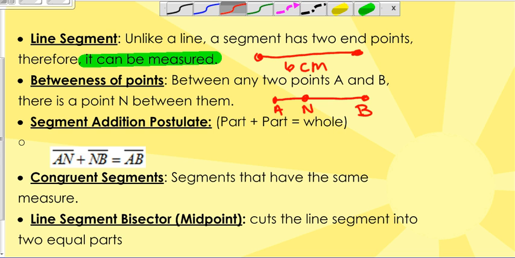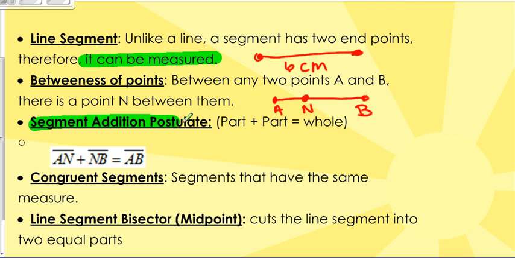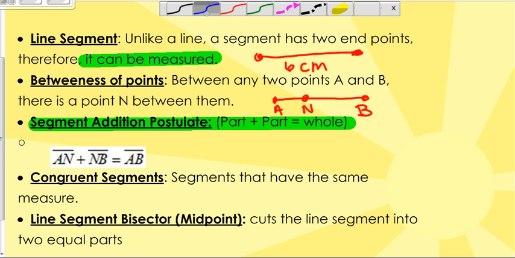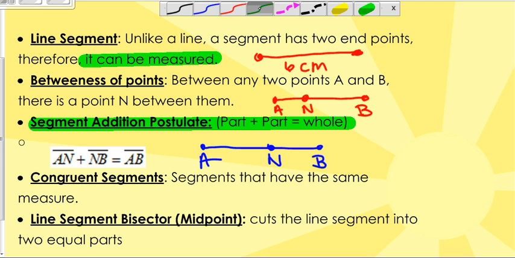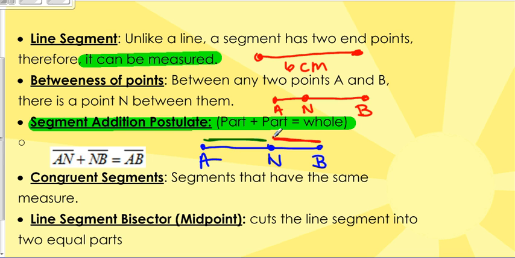Now, the big piece of this unit is going to be the segment addition postulate, which is telling us that part plus part equals whole. So I'm going to draw my part here from my statement. It's going to be AB is the full length with N somewhere in the middle. If we take AN, so if we take A to N and we add it to N to B, we're going to get the full length of the line, right? So part plus part will equal the whole.